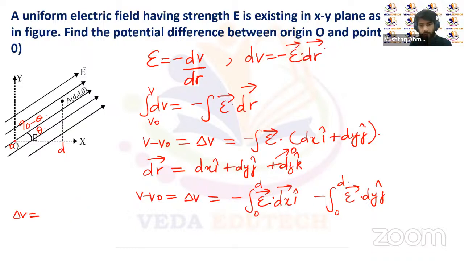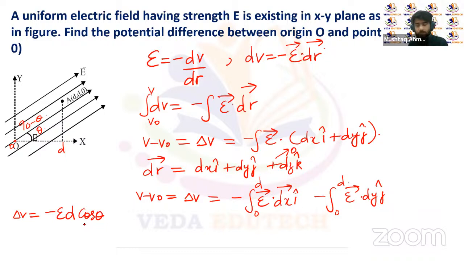Now it is a uniform electric field, having constant direction as well as magnitude. So we can write E outside the integral, and E dot dx will be E dx cos theta, with the limit 0 to d. We'll be left with minus Ed cos theta.